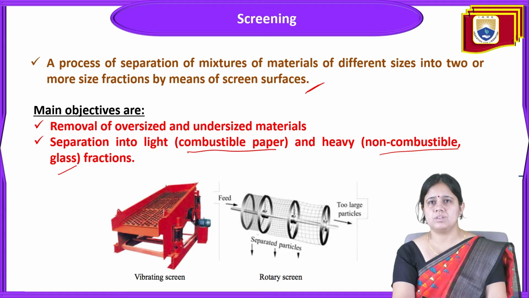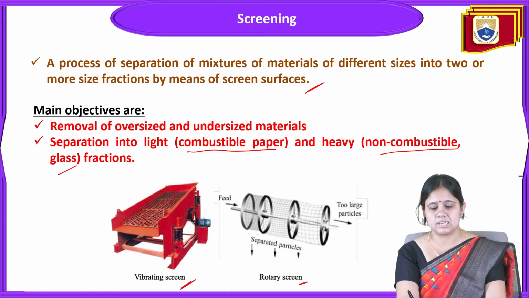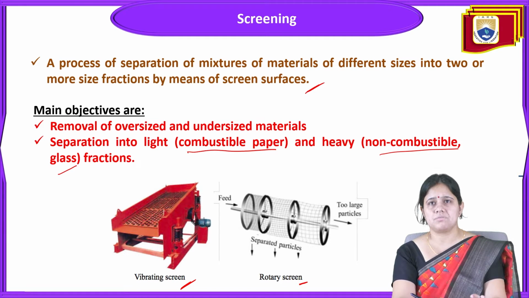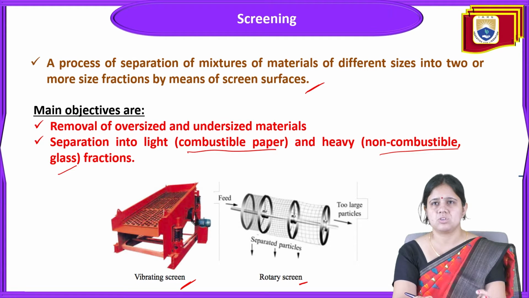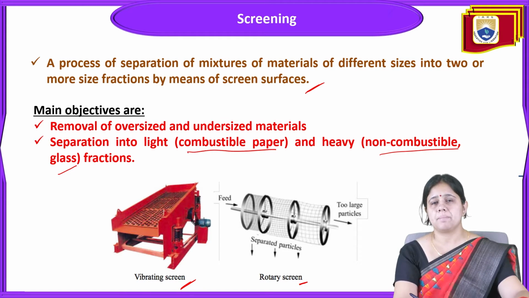The removal of oversized and undersized material is done with a vibrating screen or a rotating screen. It is a process of separation of a mixture of materials of different sizes into two or more size fractions by means of a screen surface only. Its main objective is to remove the oversized and undersized material, and separate into light combustible paper and heavy non-combustible glass fraction.